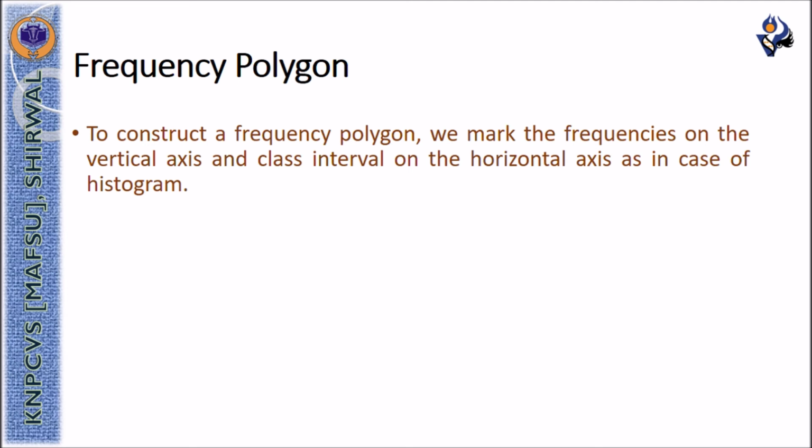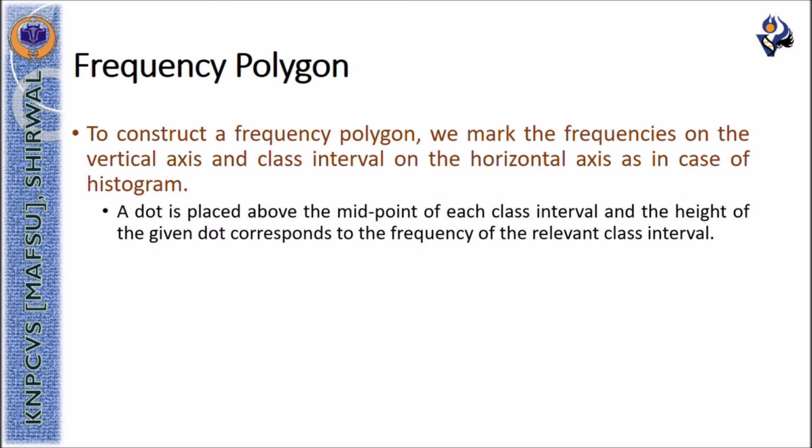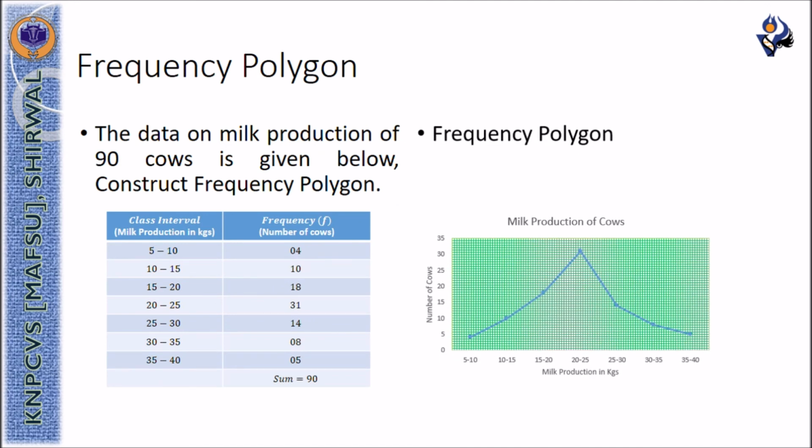To construct a frequency polygon, we mark the frequencies on the vertical axis and class interval on the horizontal axis. A dot is placed above the midpoint of each class interval and the height of the dot corresponds to the frequency of the relevant class interval. The dots are connected with the help of straight lines. This is an example of a frequency polygon.